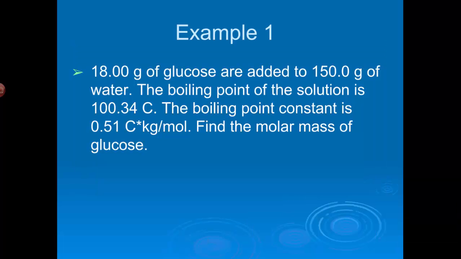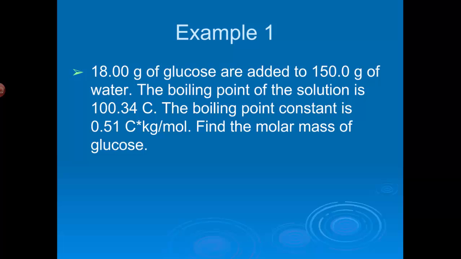Okay, so let's take a look at an example. We're making a solution of glucose and water. We've got 18 grams of glucose, 150 grams of water. If this were pure water, the boiling point of pure water would be 100 degrees. But because we've added a solute to it, the boiling point's higher than it should be, 100.34 degrees. We have Kb for this solvent, for water.